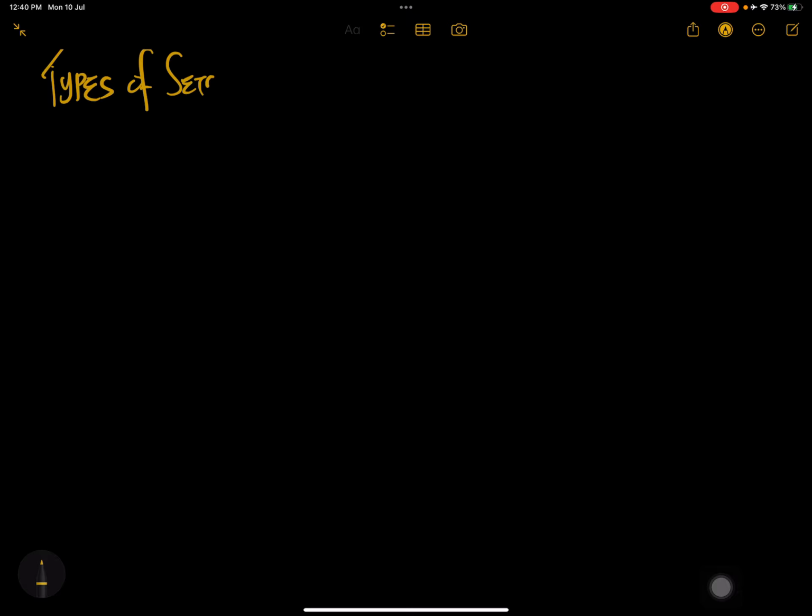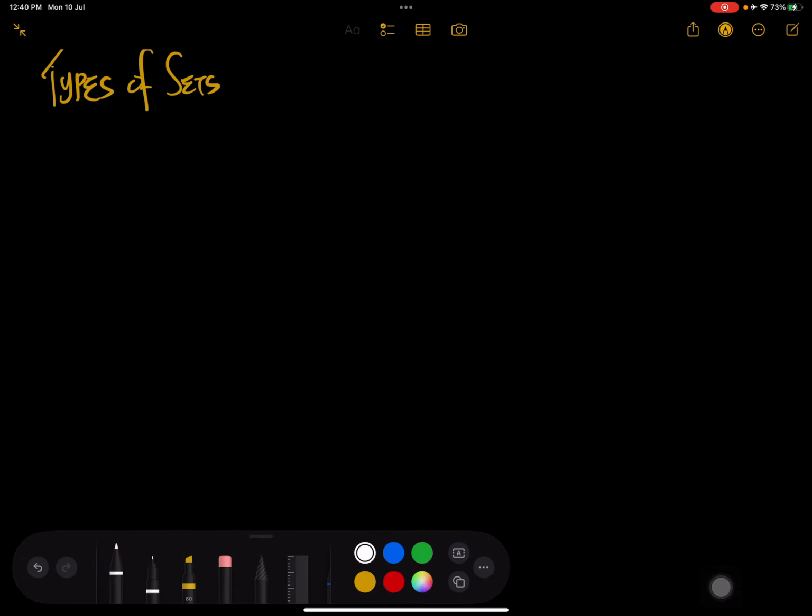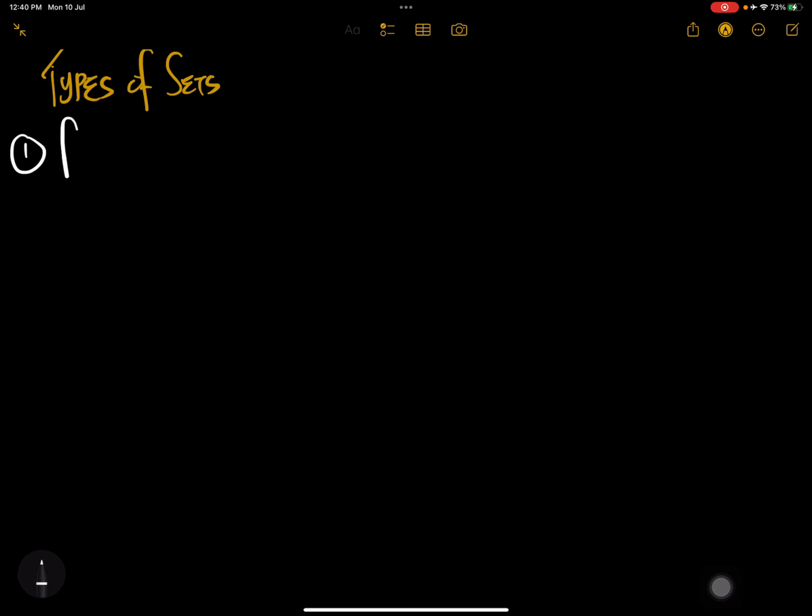There are different types of sets, and the first one is known as the finite set. A finite set is a set that is finite. That means it has an end. So let's say you have a set that says 1, 2, 3, 4 to 5. It's closed, so it's finite. It has an end. The end number is 5.